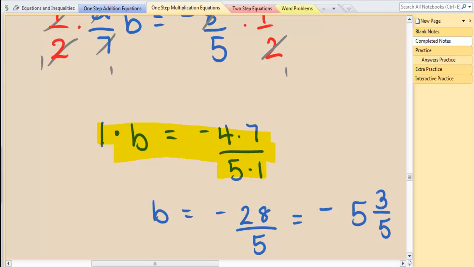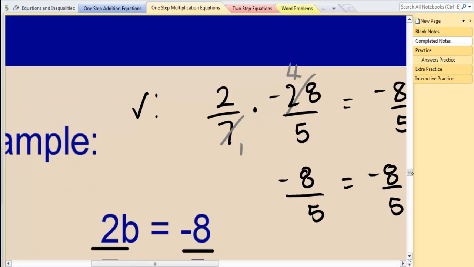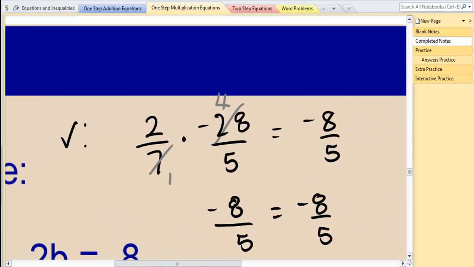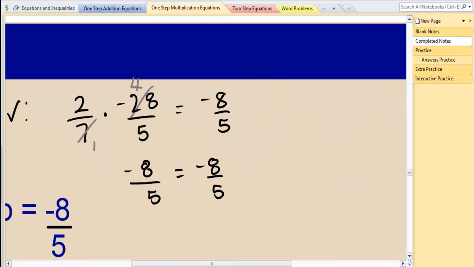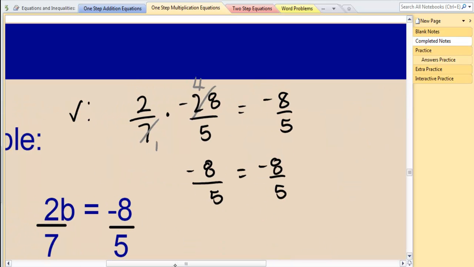fraction. First of all, you would leave it improper. You wouldn't put it back into the problem as a mixed number because you're just going to have to change it to improper again anyway. So here is my check step. Here's my original equation. So I have 2/7 times my answer. Here's my answer, negative 28/5 equals negative 8/5. I'm going to see if this is true.